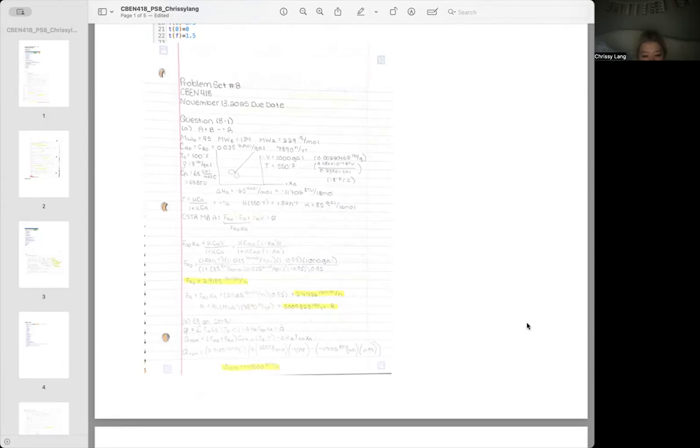Once I had F_A0, I used the stoichiometry to calculate the production rate of R and converted it to pounds per hour using the molecular weight and yearly operating hours.